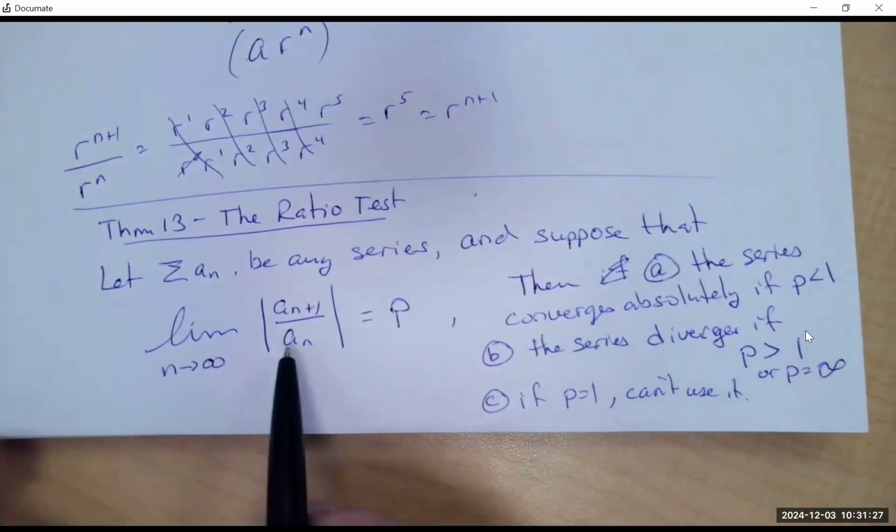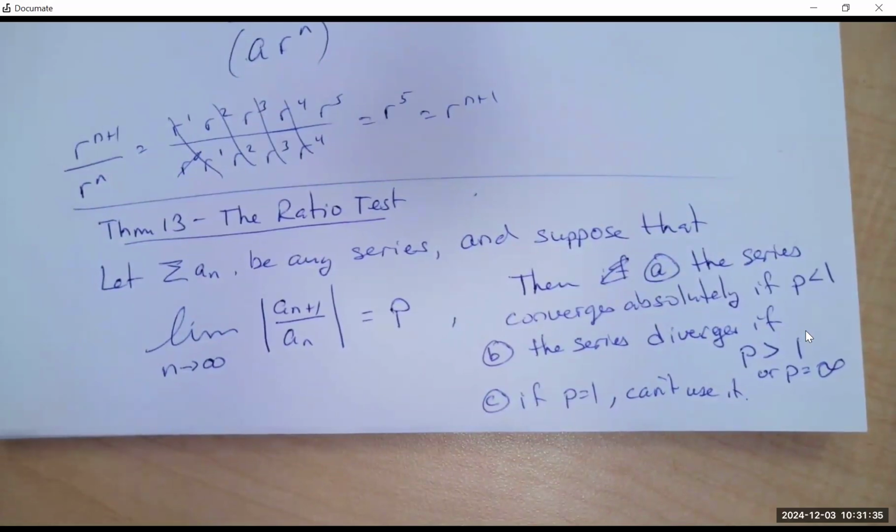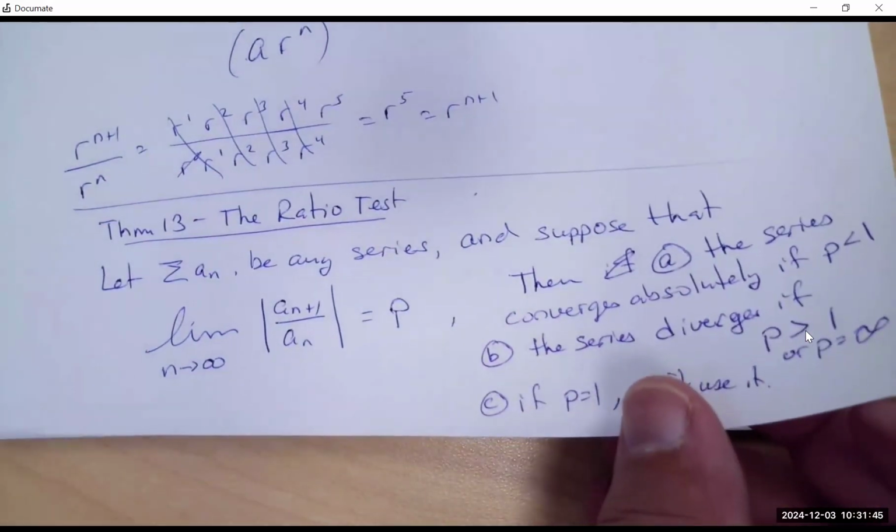So basically, what does this tell us? If we have a proper fraction, where the top is smaller than the bottom, then p will be less than 1, which means it converges. It gets smaller, smaller, smaller. If it's an improper fraction, the top is bigger than the bottom, it gets bigger and bigger and bigger. That's what it's telling us. So let's look at an example.